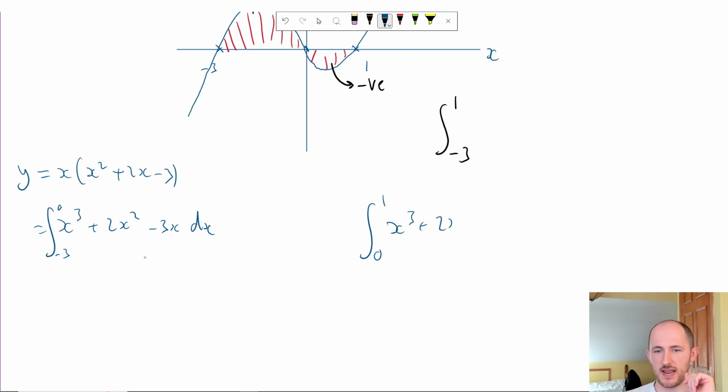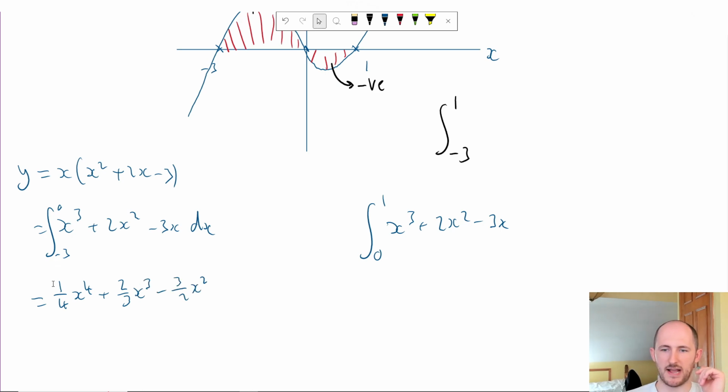There is good news here. You don't have to do the same thing again, because once you've integrated it once, you can just kind of move it across. That might be a good way to do it. So here we're going to have a quarter x to the 4 plus 2 over 3 x cubed minus 3 over 2 x squared. Because again, remember, I've added 1 to the power and I've divided by the new power. That's all I've done. Then, of course, you have the plus c.